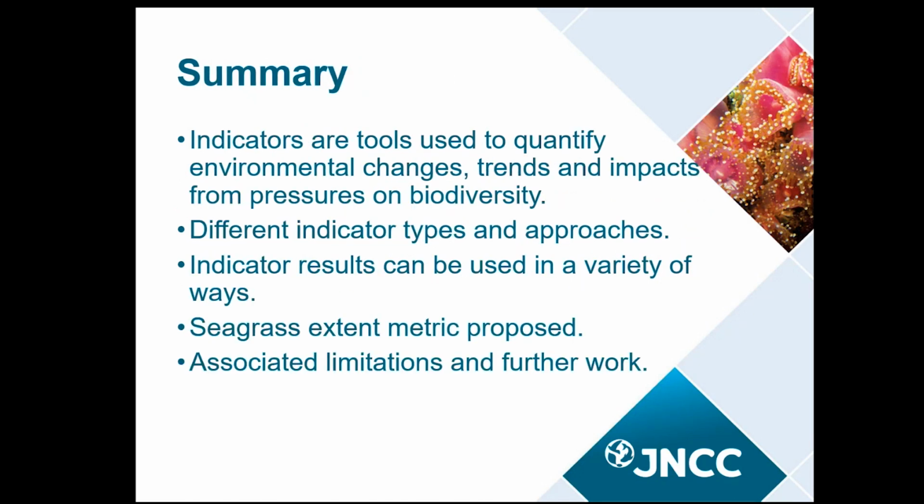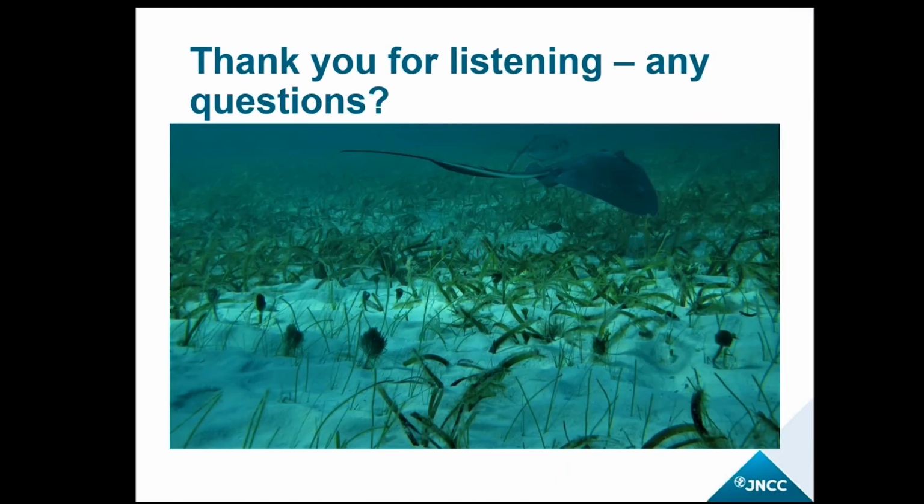So just moving on now to the summary. To summarise, indicators are tools that are used to quantify environmental changes, trends and impacts from pressures on biodiversity. There are a whole range of different indicator types and approaches, and they can be used in a variety of ways. And then, as we have discussed in the last few slides, a seagrass extent metric has been proposed and tested, and then we looked at associated limitations and further work. So that brings me to the end of the presentation.